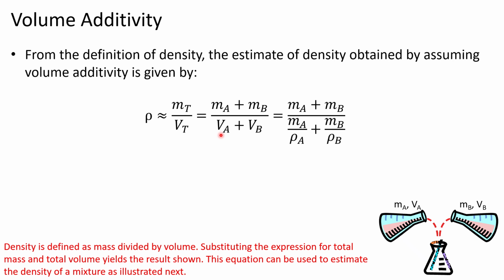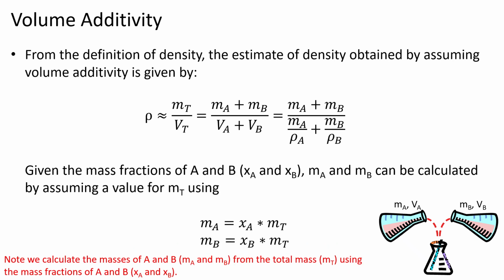Density is defined as mass divided by volume. Substituting the expression for total mass and total volume yields the result shown. This equation can be used to estimate the density of a mixture as illustrated next. Note that we can calculate the masses of A and B, m_A and m_B, from the total mass using the mass fractions of A and B, x_A and x_B, from the definition of mass fraction. m_A is equal to the mass fraction of A times the total, and m_B is equal to the mass fraction of B times the total mass. With these values, we can plug them into the equation above to calculate the density.